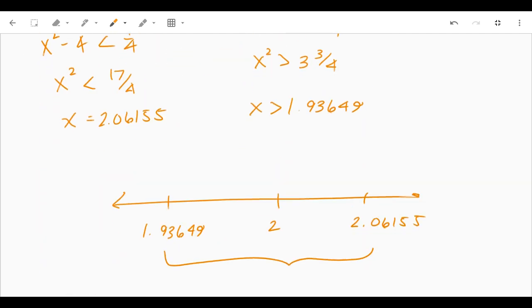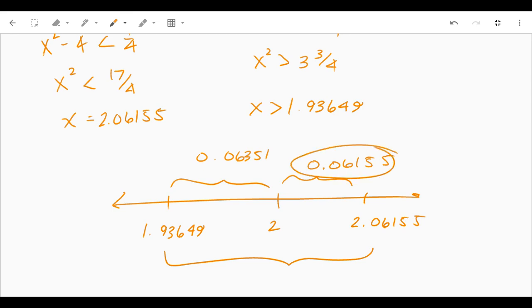Now this is not symmetric, because it's not linear. This distance is 0.06155, and this distance is 0.06351. So I have to pick one of them that will always put me in that window. It's got to be the smaller one. So my delta will be 0.06155.